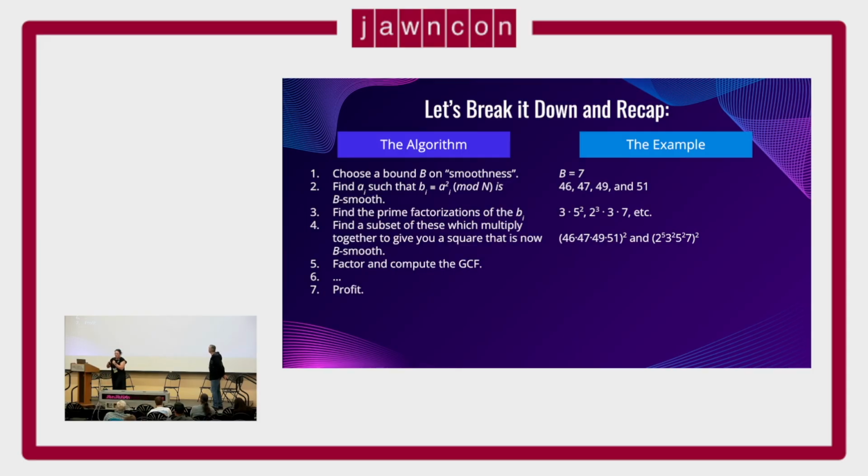And then we want to find that sequence of numbers so that when we multiply them all together, we get all these smooth things that combine to a square. In our example, that was 46, 47, 49, and 51. We find those prime factorizations, which in our example was very easy. It's like 3 times 5 times 5 and 2 to the third times 3 times 7. And then we want to multiply those together to get a square, which we did. We factor and compute the GCF, and then we profit. This is literally the quadratic sieve algorithm, okay?